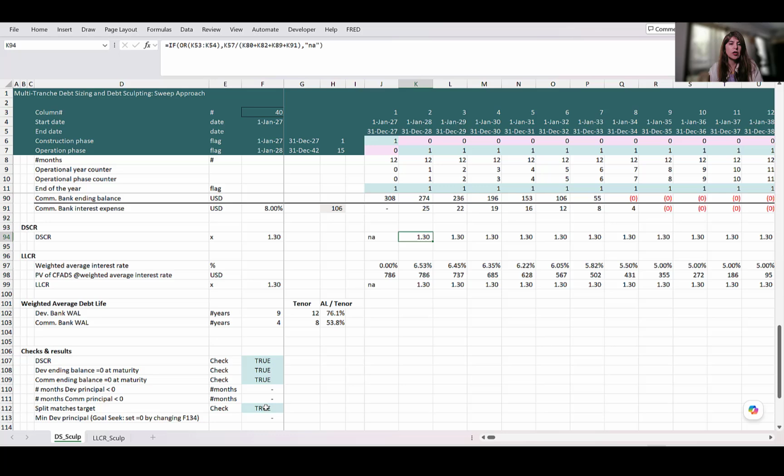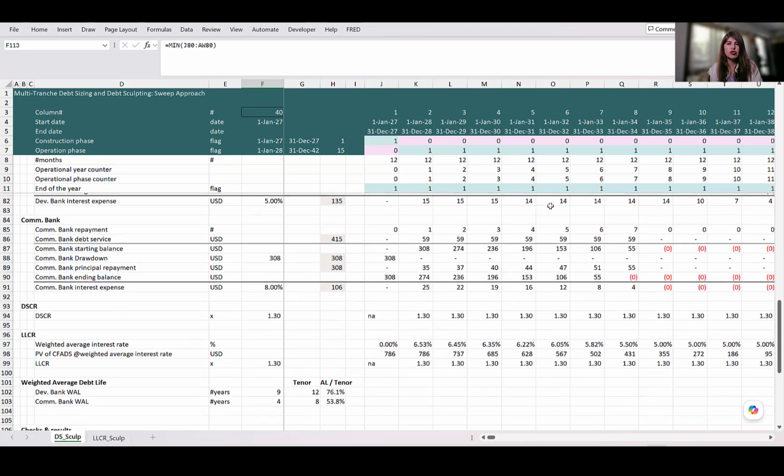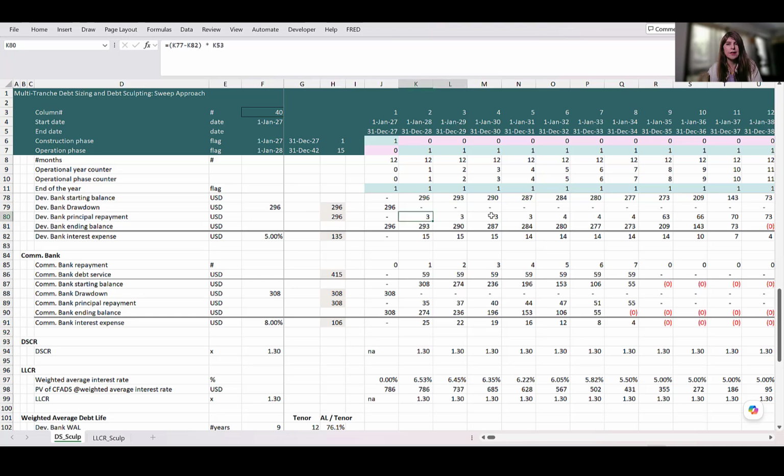And we make sure that the split between the Development Bank and the commercial bank is 49-51, which is the case here. And the other check is that we make sure that the Development Bank tranche repayment is not negative, which can happen in cases where you have an indexed price or tariff, or seasonalities where, when you sculpt, you might see a negative repayment for the development tranche. And there are ways to remedy that I'm not going to cover here.